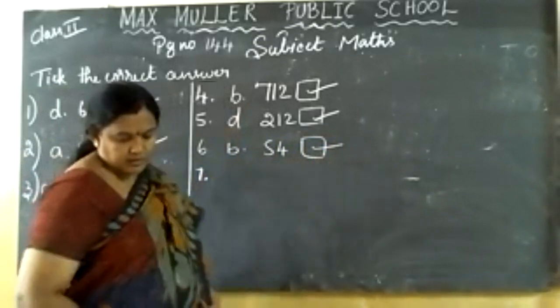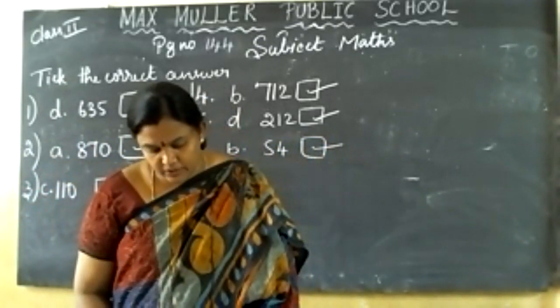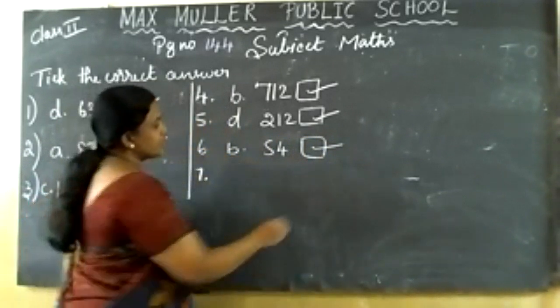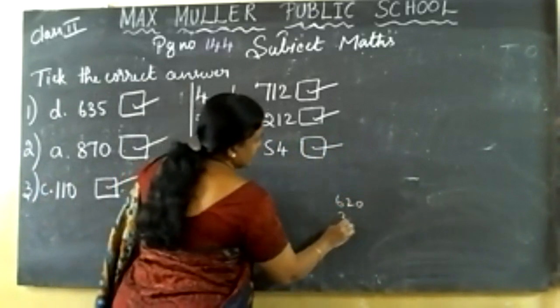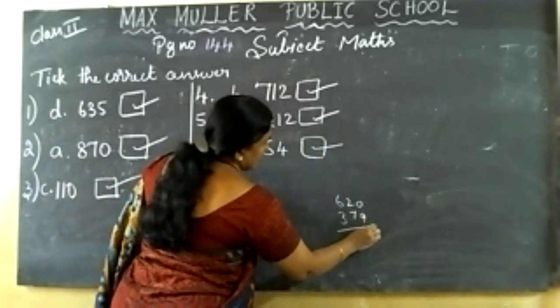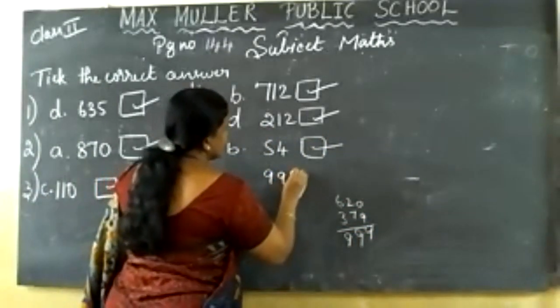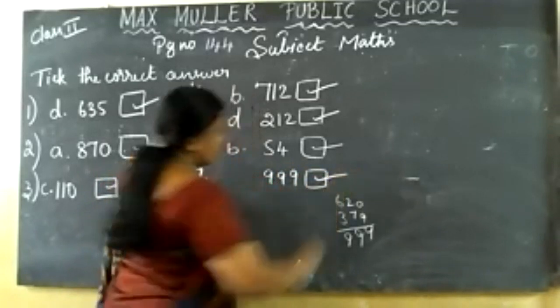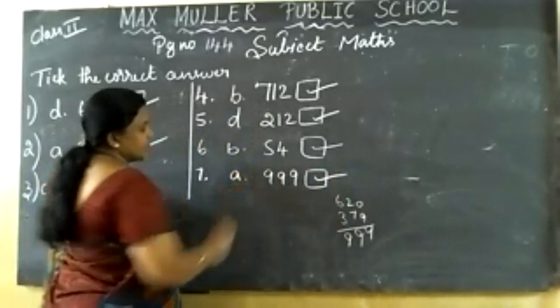Seventh one. In a school library, there are 620 fiction books and 379 non-fiction books. The total number of books in the library is 620 plus 379. If you add, 999 is the correct answer for the seventh one. Option A is the correct one.